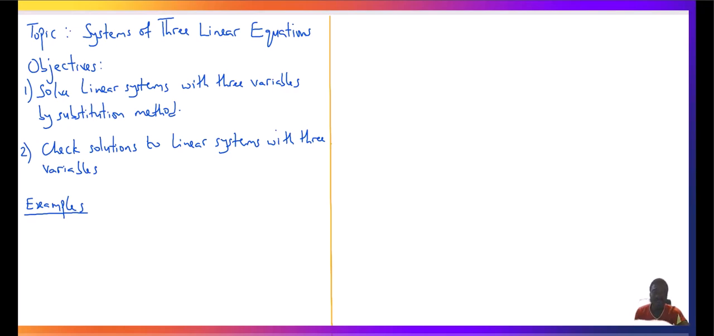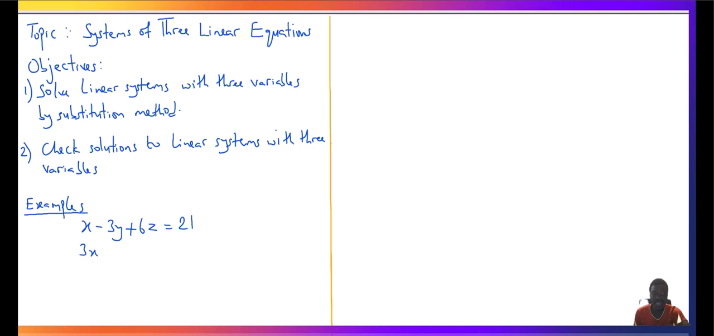The first example we'll be solving today is x minus 3y plus 6z equals 21, which is the first linear equation. I have 3x plus 2y minus 5z equals negative 30. Then I also have 2x minus 5y plus 2z equals negative 6. These are three wonderful equations, but where should I start from?